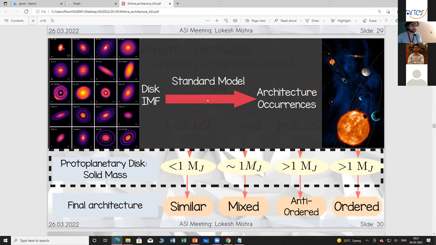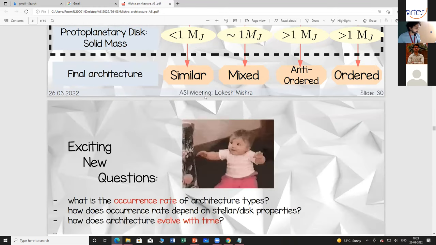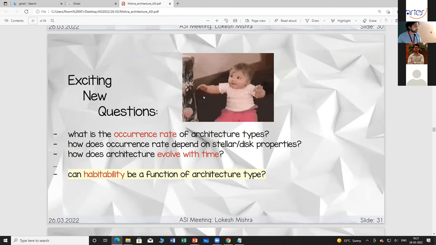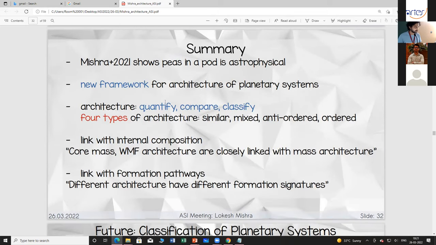And this could be a good test for my framework, as well as the planet formation models that we have around right now. In addition, this framework gives a lot of new questions, like what is the occurrence rate of architecture types, and can habitability be a function of architecture? So in short, I work on architecture physics, and I propose a new framework for classifying the architecture. There are links with internal composition, which I did not go into right now, and there are some links with formation pathways. If you have anything else to ask, please feel free. Thank you.